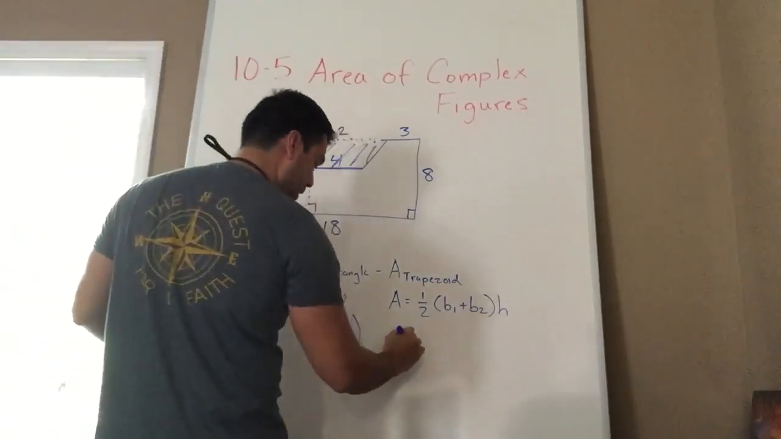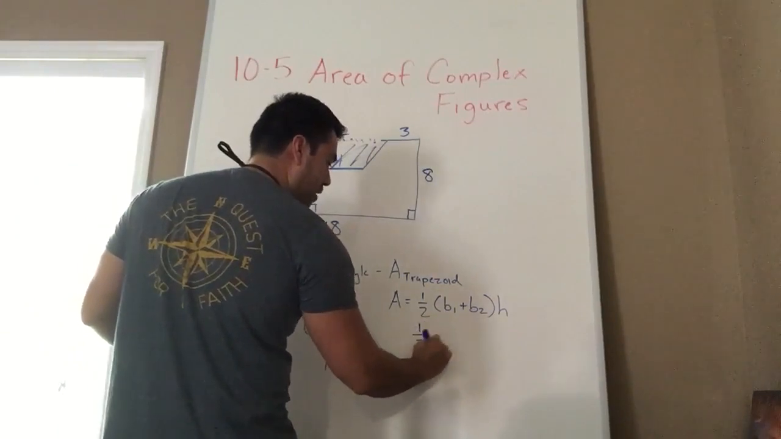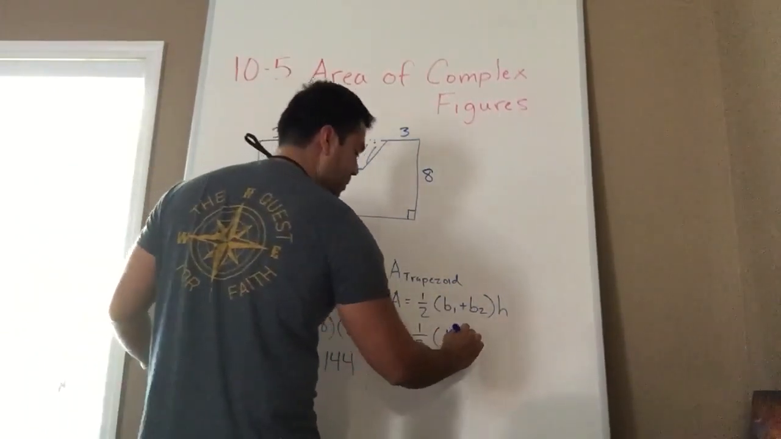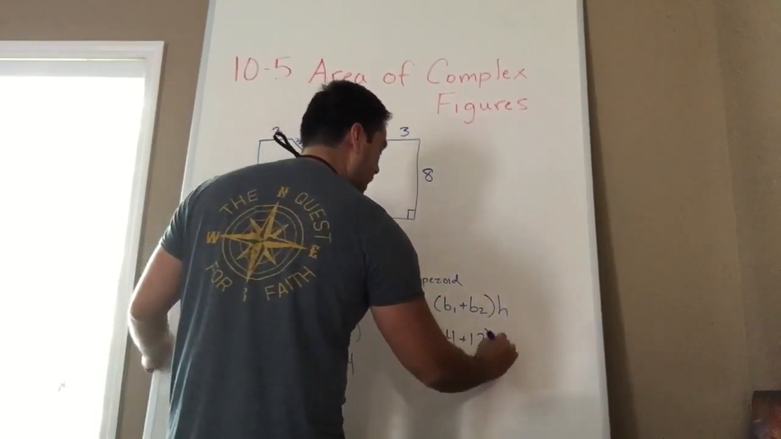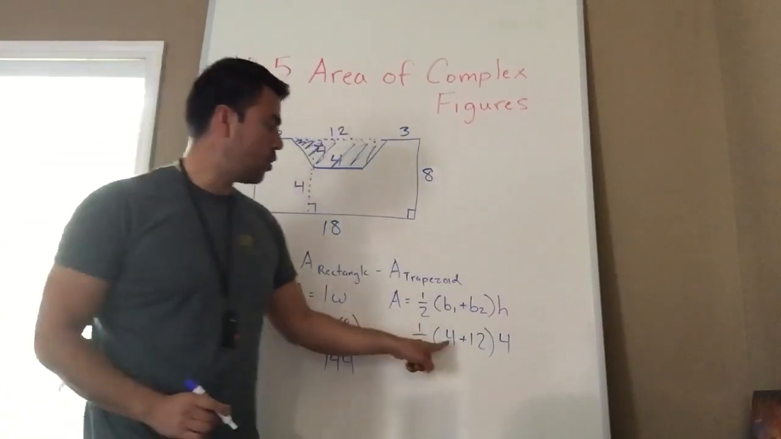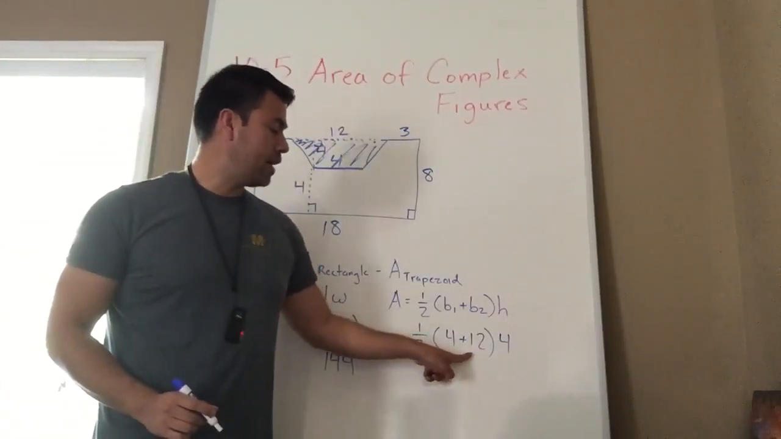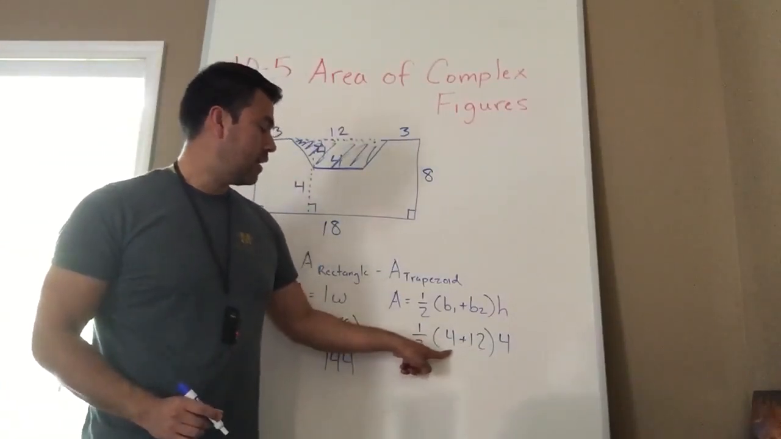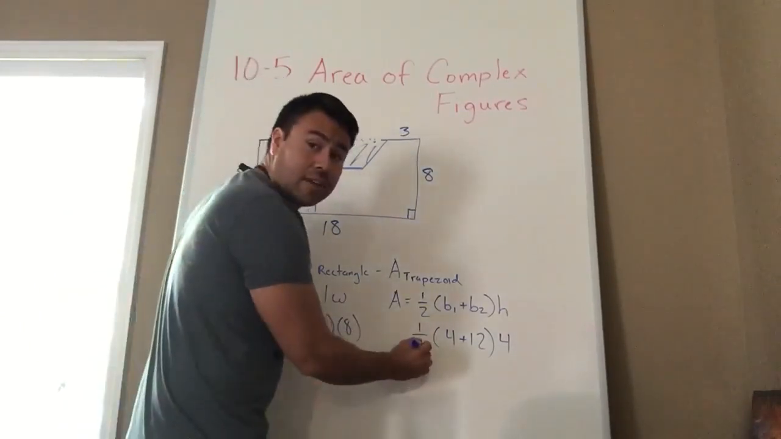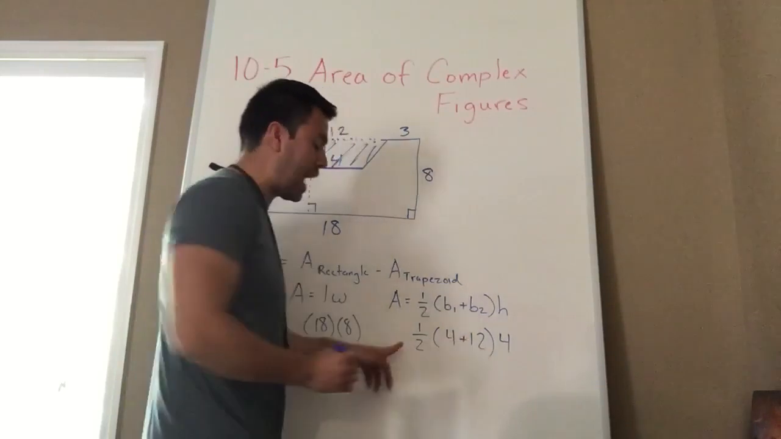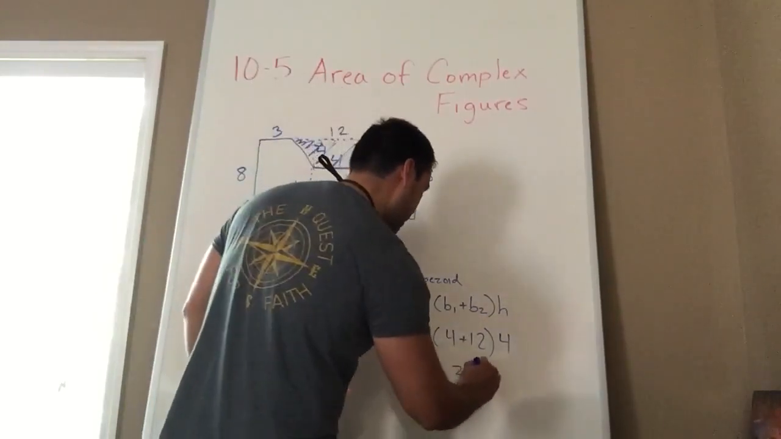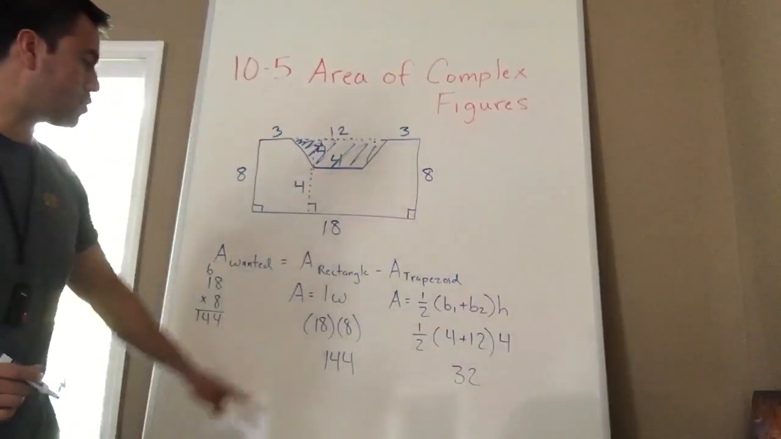So here, we're going to have 1/2 times the first base. I called it 4. It could have been 12, but it doesn't matter which one you call first and second. And then the height is 4. Okay, so I'm going to do 4 plus 12. That's 16. And you could do 1/2 times 16, or 1/2 of 16 is 8. 8 times 4, 32. So the area of that trapezoid is 32.